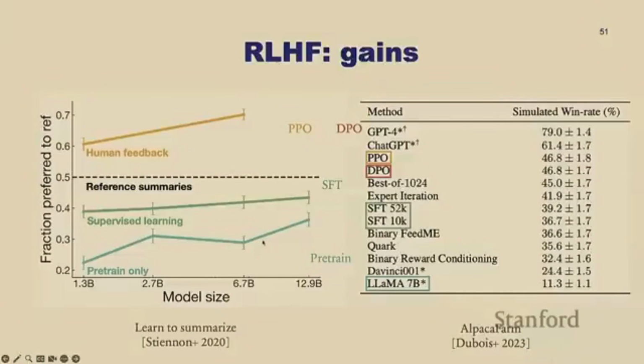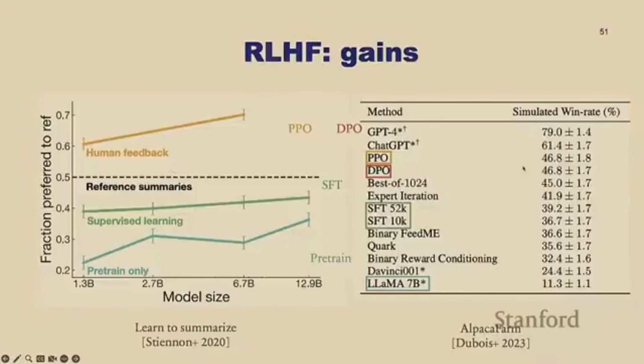Gains: those are all the papers on the left. Here, this is on a summarization task. All I want to show you is that the pre-trained models were okay, and they improve with scale. If you do supervised fine-tuning, you improve them a little bit more. If you do PPO, or something with RLHF with human feedback, you get performance that is oftentimes, depending on the benchmark, even better than humans. So this is the human reference summaries.